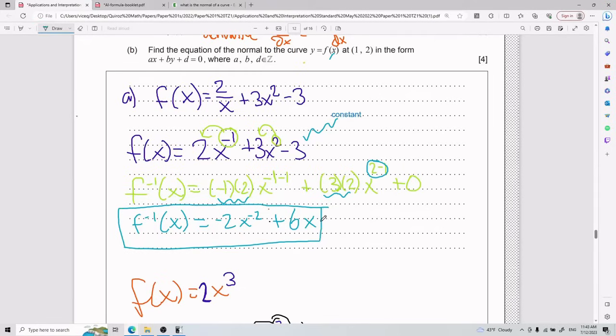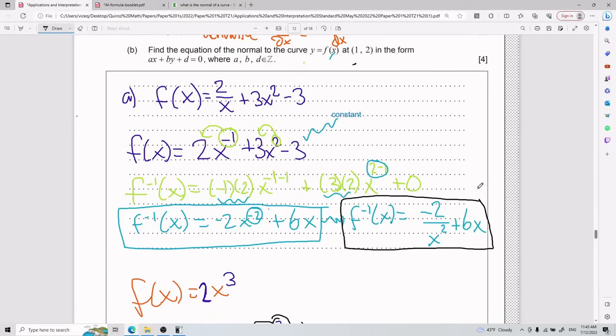If you want to leave it how it was originally, you put this down in the bottom, ¿cierto? Which would be negative 2 divided by x squared. See? Plus 6x. Alright, so now I hope you understand a little bit better what happens when the exponent is negative. See? You just kind of throw it on the bottom or throw it up top, depending on the scenario. Alright, that is part A.